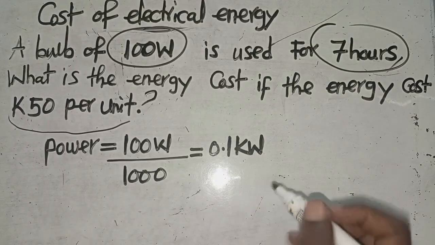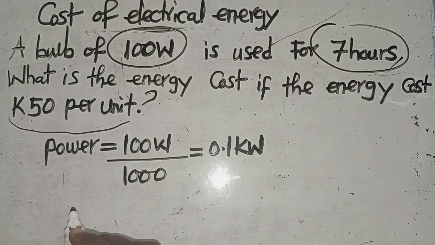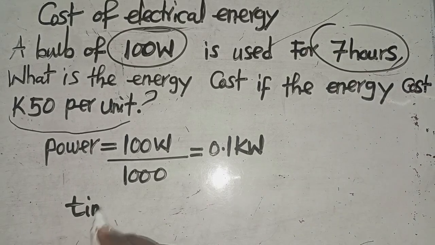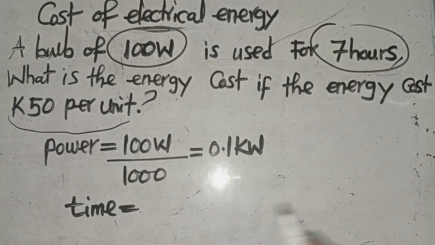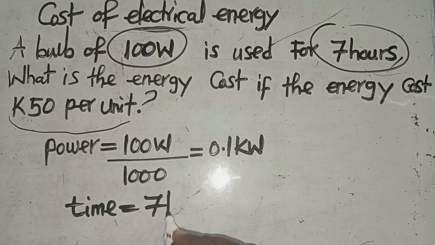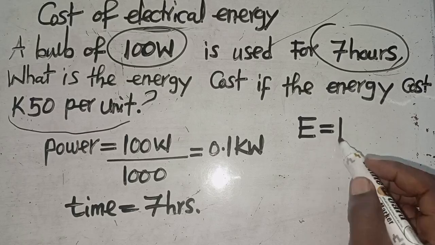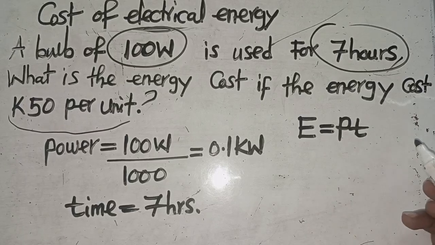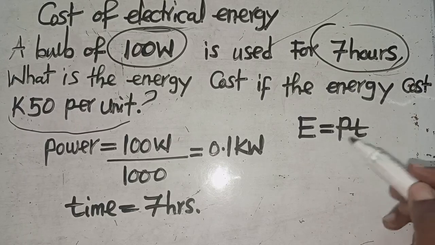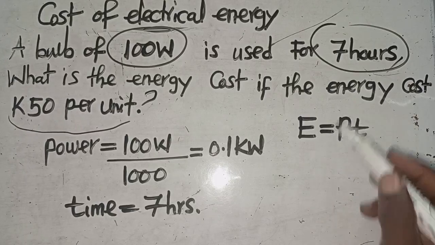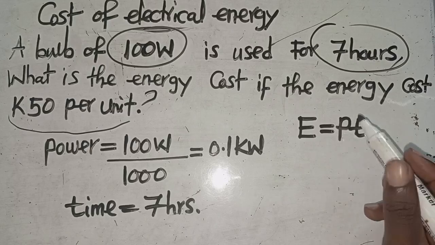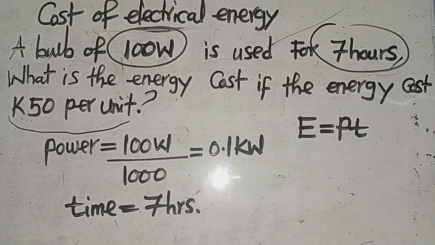Then we've got the time, which is already in hours. The time is 7 hours. What is the energy? Energy is equal to power times time. This is the electric energy formula. I'm using this formula so that I know the number of units that have been consumed.